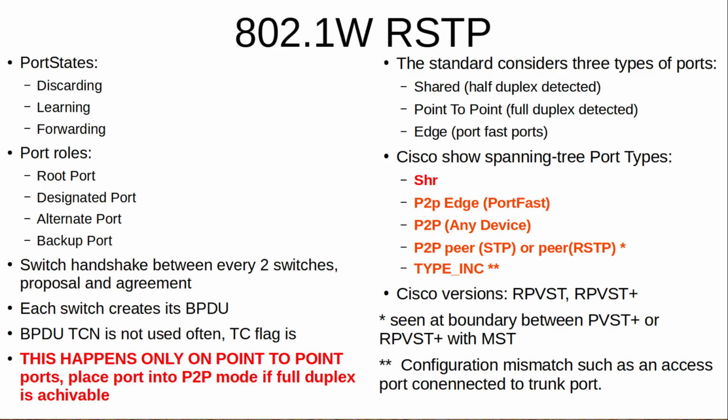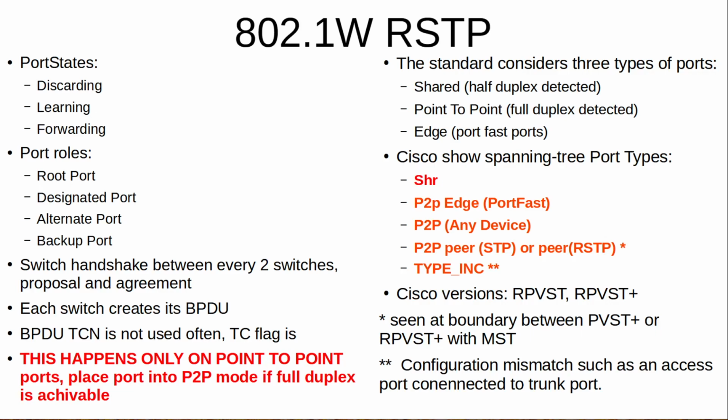The alternate port is usually in discarding mode, and the backup port happens when you connect a hub, 2 ports of a hub, to your network. One of those ports will be placed in backup port, which will be discarding as well.